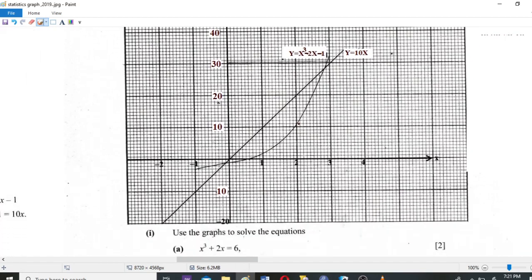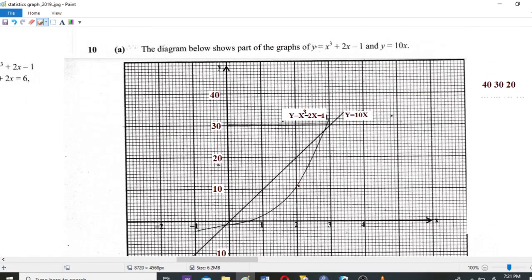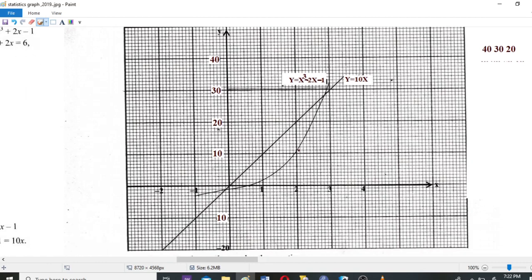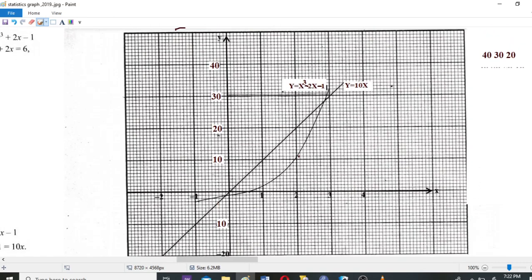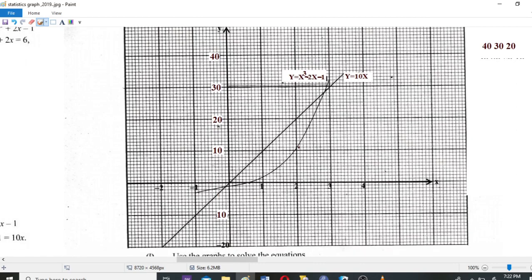As you can see, you have the graph and you've been given the equations for the 2 graphs. As the question says on top, the diagram below shows part of the graph of y is equal to x cubed plus 2x minus 1, and y is equal to 10x. So those are the 2 equations drawn for you here. In the y-axis we have the range from negative 20 to positive 40, and in the x-axis we have negative 2 to positive 4.